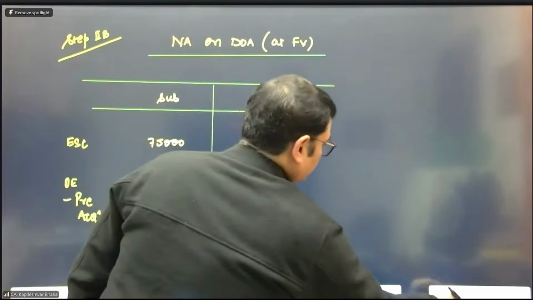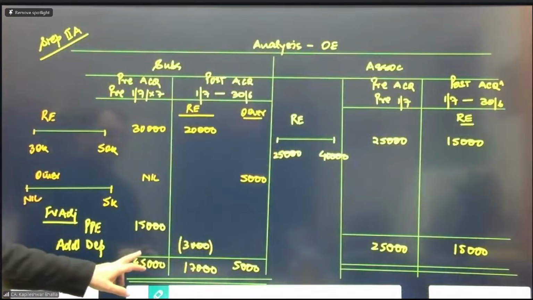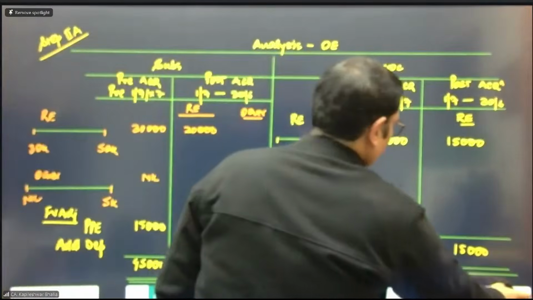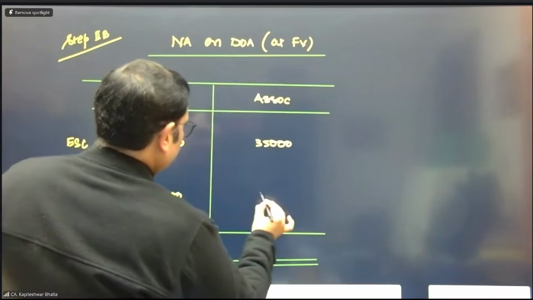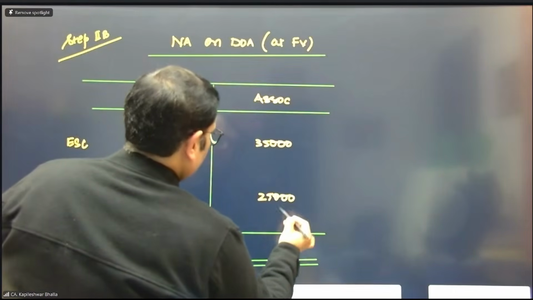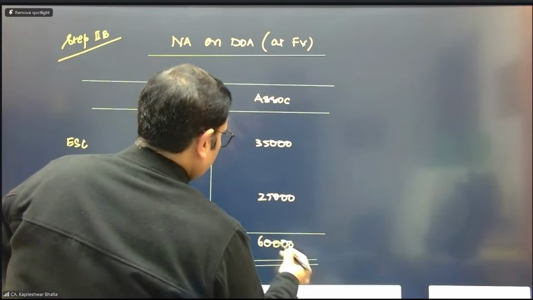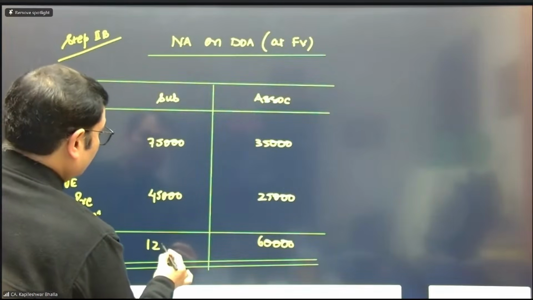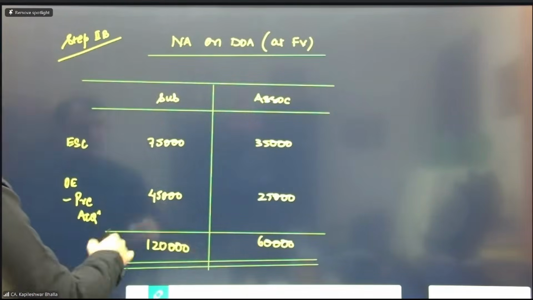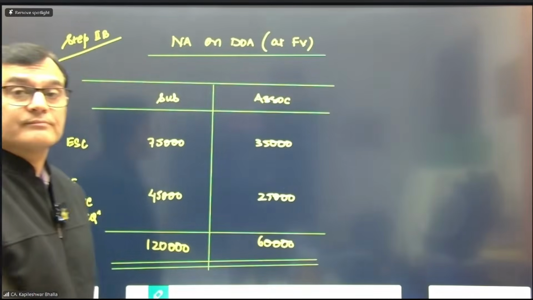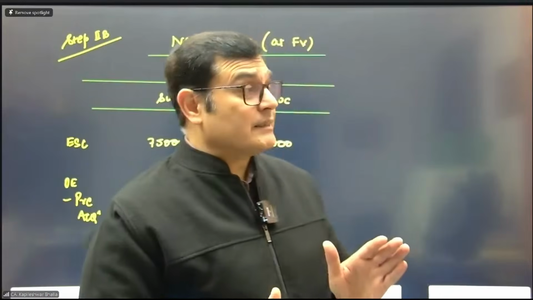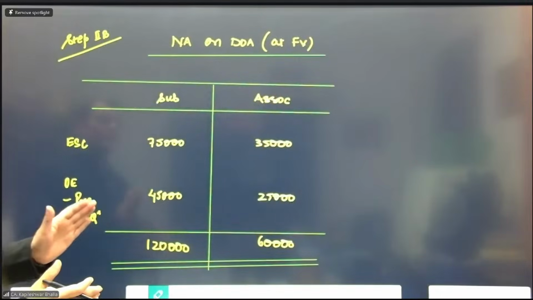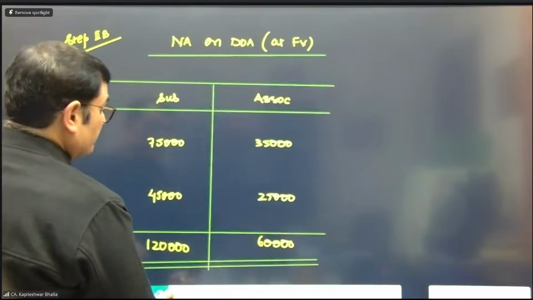And the pre-acquisition equity, that's going to be 45 and 25. So this is 45 and this is 25. So this is 60. And this is supposed to be 120. And this 120 is already given in the question. Though it is already given, I think we still need to work it out because additional depreciations are required. So this is the net assets at fair value for the subsidiary as well as for the associate company.